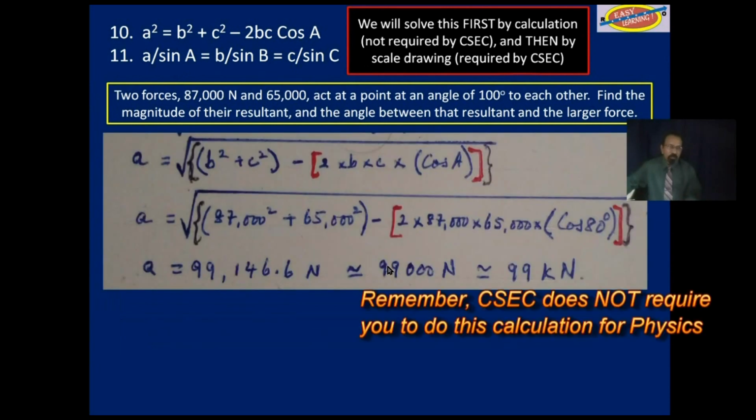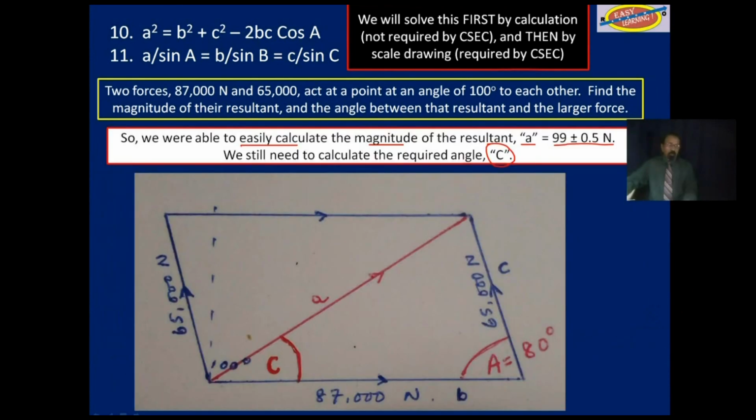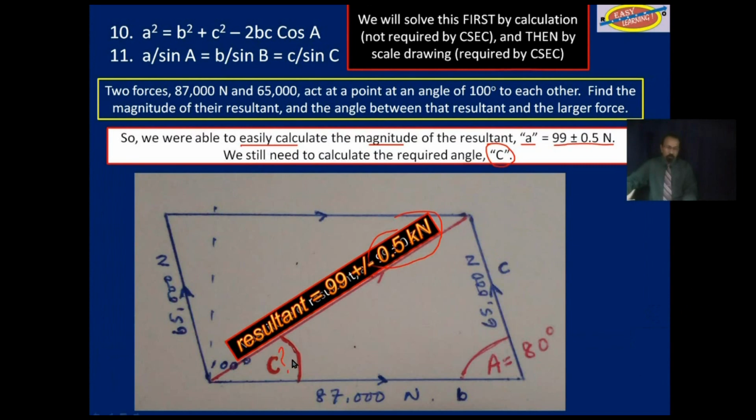That should suffice for the CSEC exam. However, if you are not sure and you want to make sure that CSEC understands that you did round off at this position, you could always put in plus or minus 0.5 kilonewtons. So we got this resultant over here. We now need to find this angle here.